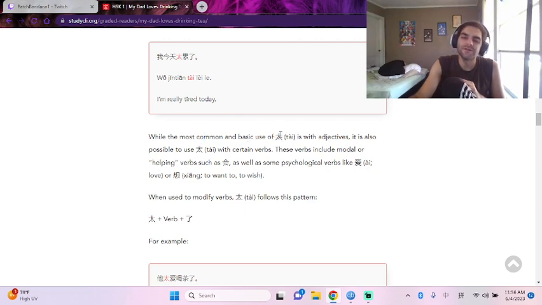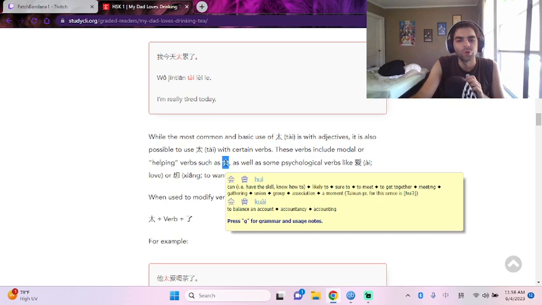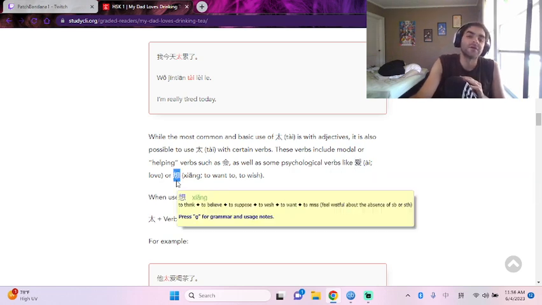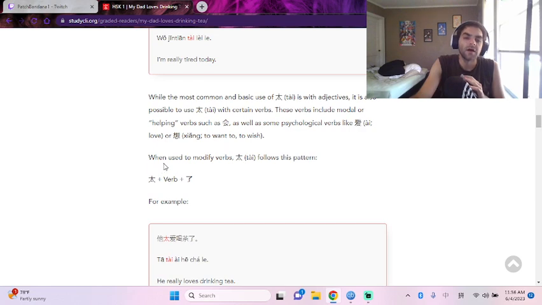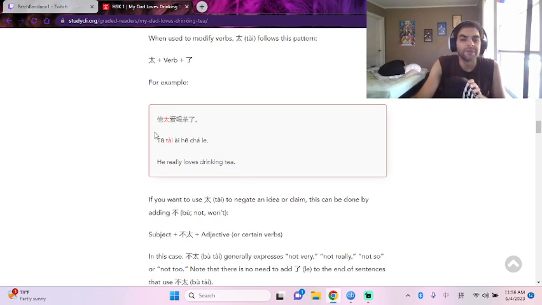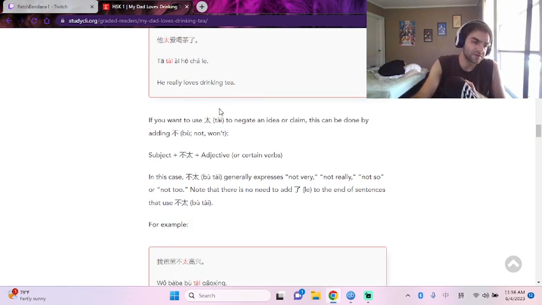While the most common and basic use of tai is with adjectives, it is also possible to use tai with certain verbs. These verbs include modal or helping verbs such as 会, can, have the skill, know how to, likely to, sure to, as well as psychological verbs like 爱 or 像. When used to modify verbs, tai follows this pattern: tai, verb, le. 他太爱喝茶了. He really loves drinking tea.